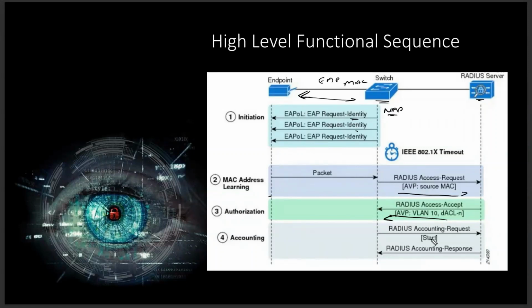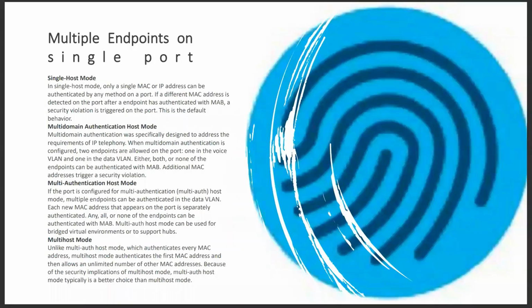After authenticating the device, it will send the accounting response, like what the machine is trying to access, and all those details will be recorded in the logs. So that's how the process goes on, as I explained before. Next, the other thing is multiple endpoints on a single port.